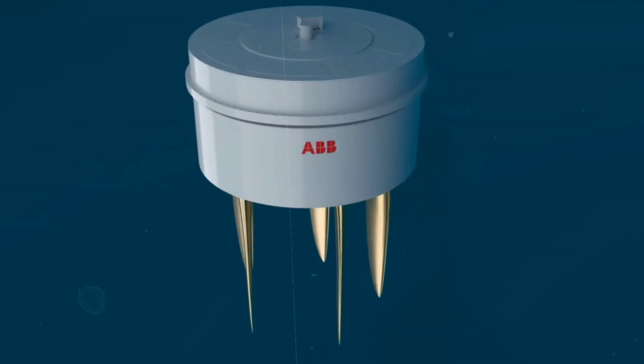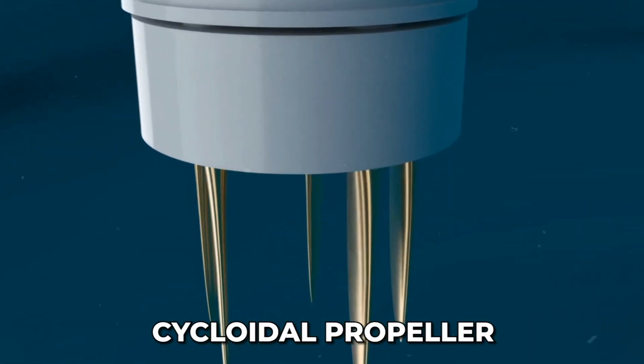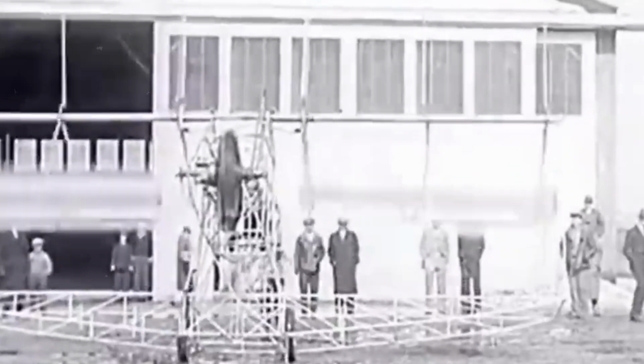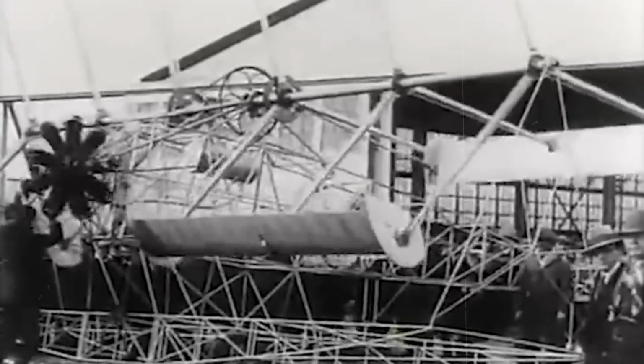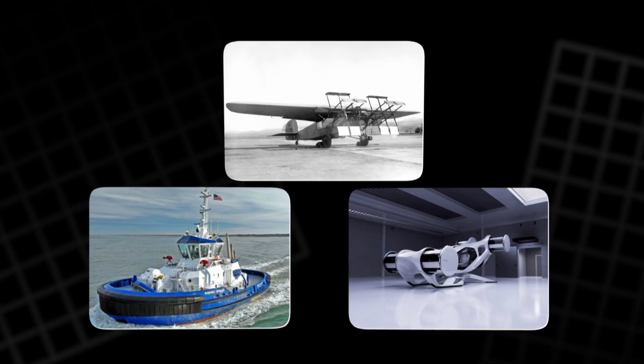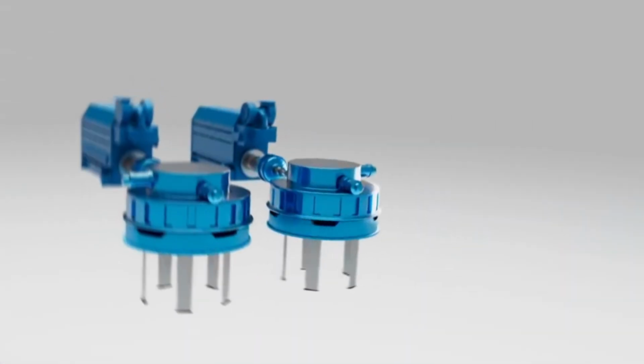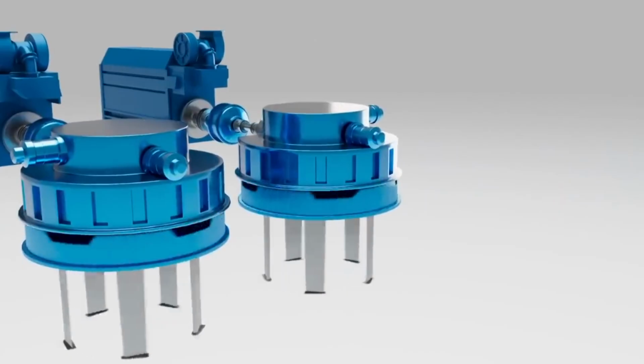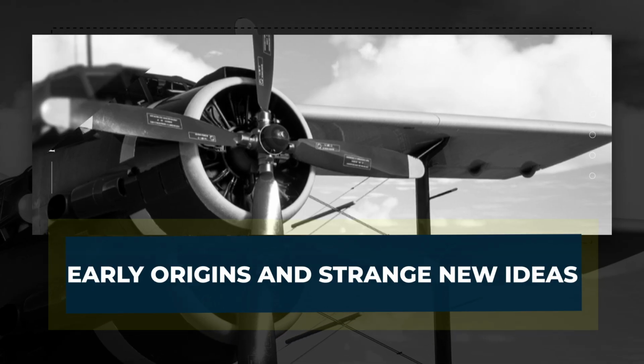This sideways spinning design is called a cycloidal propeller, and its past is filled with bold ideas, unusual experiments, and engineers who dared to rethink how thrust should work. From early flying prototypes to modern tugboats and advanced drones, the cycloidal propeller has proven that true control comes from completely reimagining motion. Early origins and strange new ideas.